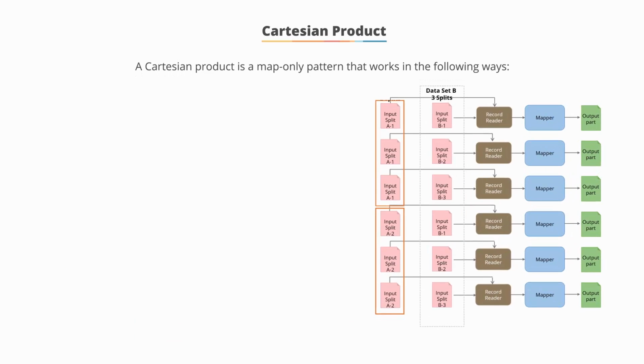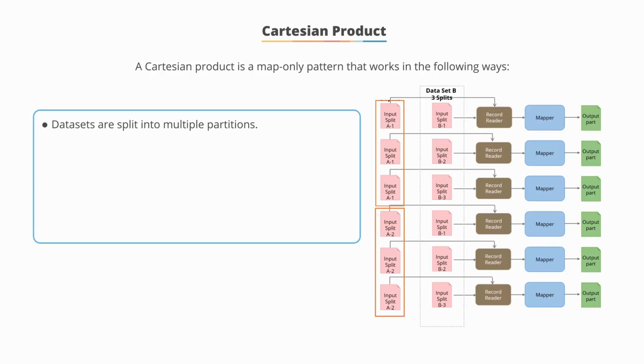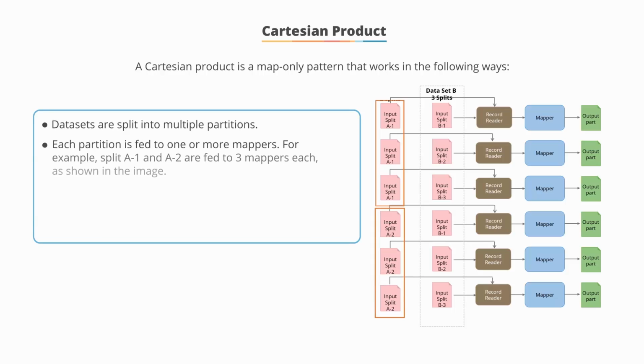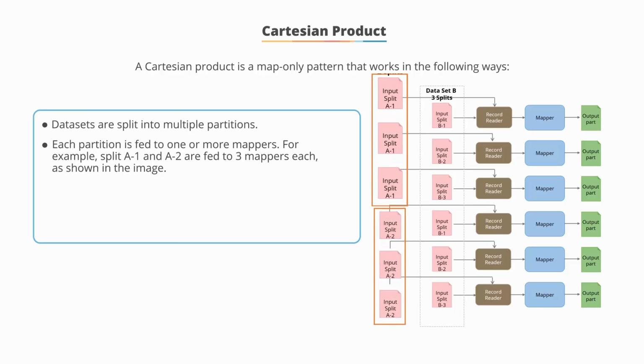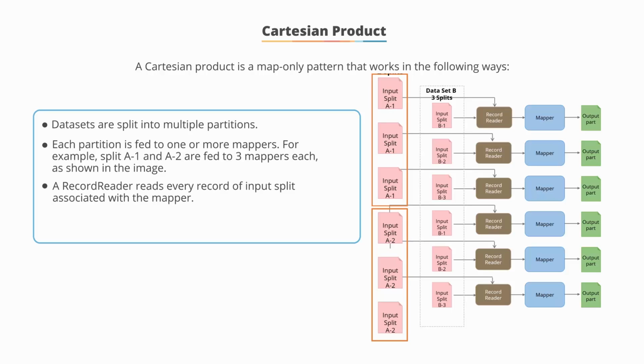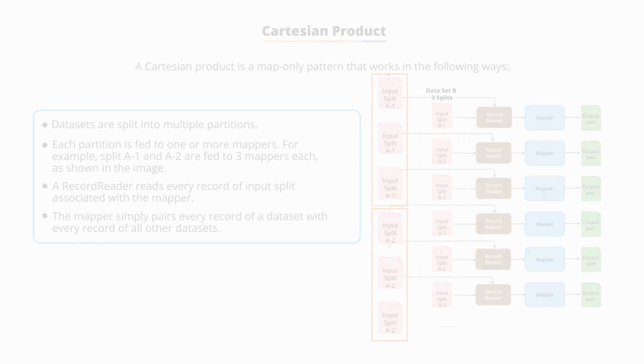The Cartesian Product. A Cartesian product is a map-only pattern that works in the following ways. Datasets are split into multiple partitions. Each partition is fed to one or more mappers. For example, in the image shown here, split A-1 and split A-2 are fed to 3 mappers each. A record reader will read every record of input splits associated with the mapper. And the mapper simply pairs every record of a dataset with every record of all other datasets.